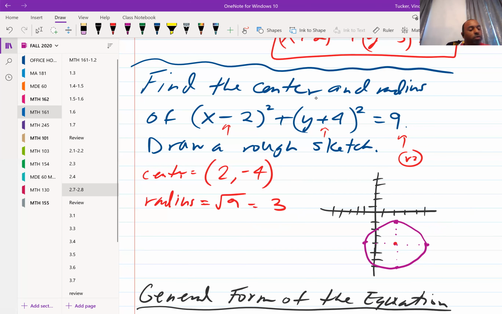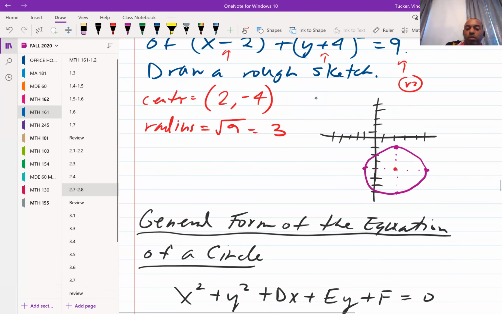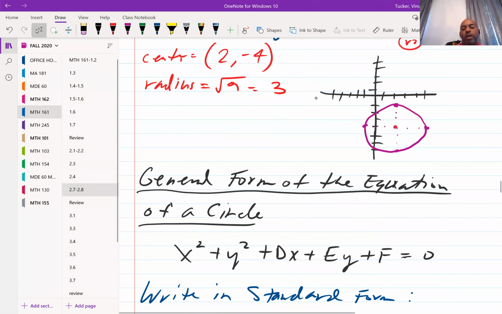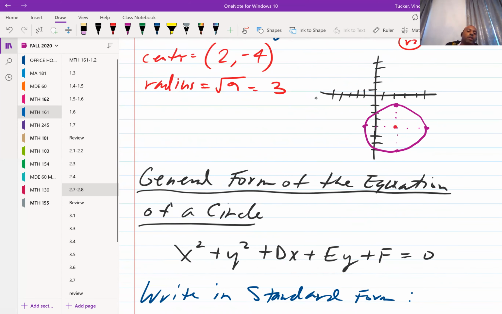One more thing with circles before we are done. All right, scroll up. So we had the standard form of the equation of the circle, and now they give us the general form of the equation of the circle. So we have x squared plus y squared plus dx plus ey plus f equal to 0.